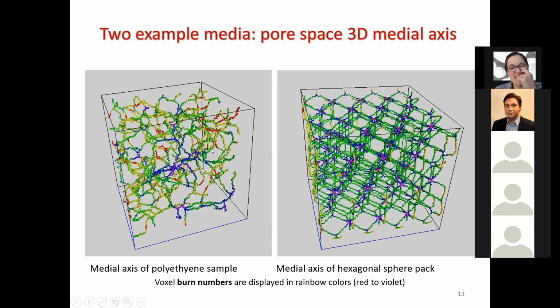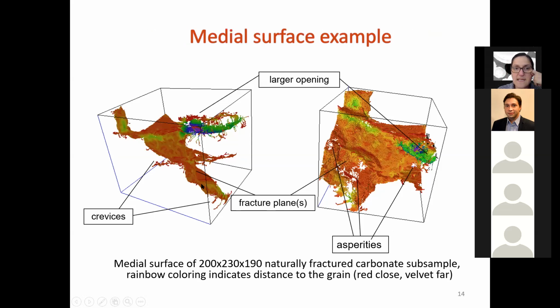For me, this is valuable in conceptualizing how complex the pore space is that I'm flowing through if I'm a fluid, and how regular it is. So we can see in hexagonal sphere packing, I'm going to have a very regular structure in the medial axis as well. So it gives a quick visualization, because otherwise visualizing three-dimensional pore space is problematic, because things are always occluding the view. Okay. This is how the medial surface looks.